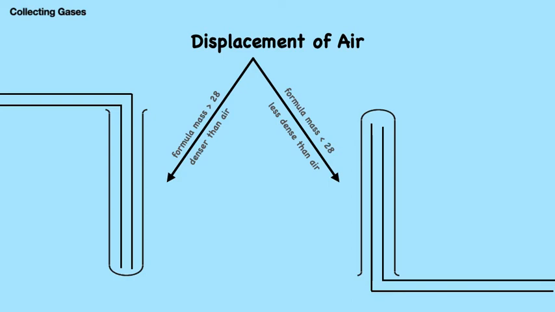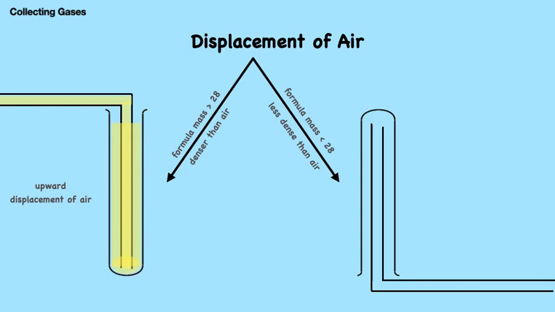Okay, let's look over to the left for a gas that's denser than air. In it comes, down the tube, and because it's denser than air, it will stay at the bottom. It will sink to the bottom of the test tube and push the air up and out. We call this upward displacement of air because the air is being pushed up and out. And the gas, being denser than air, sinks to the bottom of the test tube.